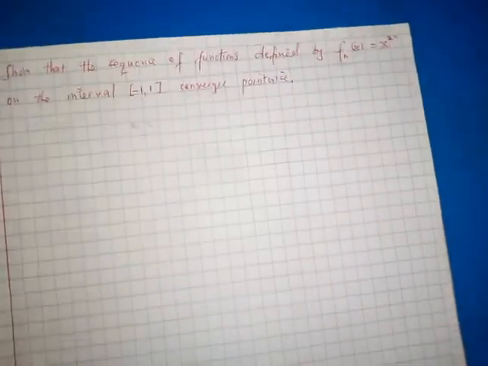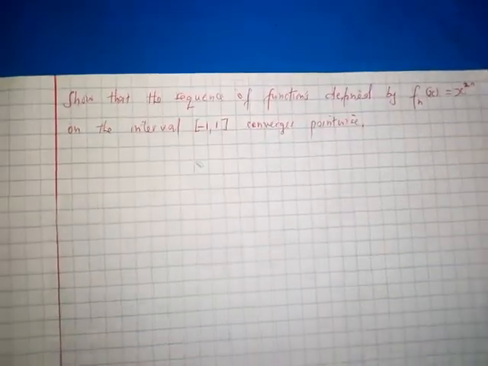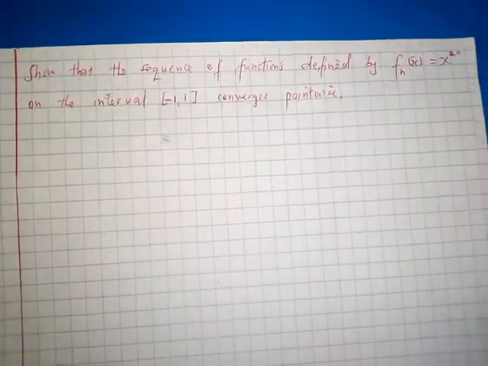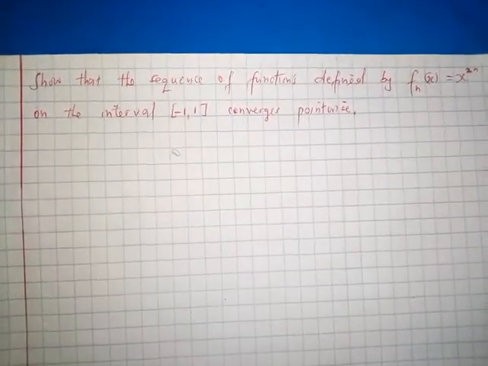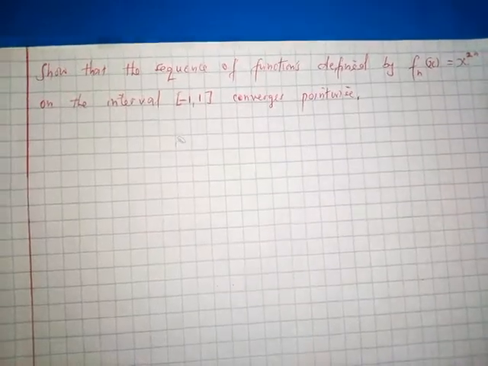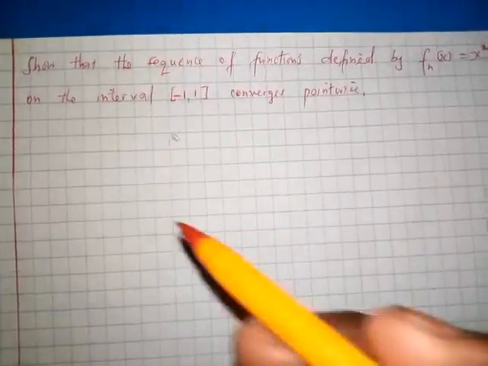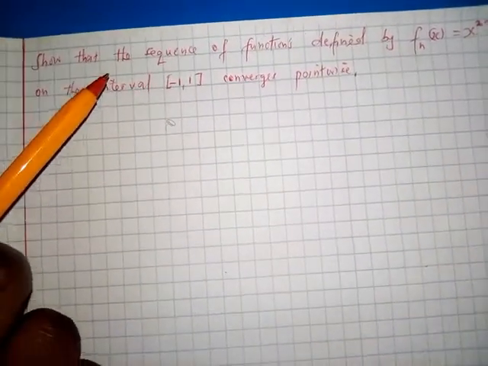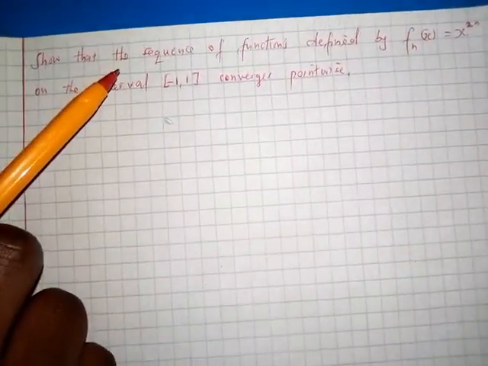So we can start. Here's a problem. Show that the sequence of functions defined by f_n(x) equals x raised to power 2n on the interval [-1, 1] converges pointwise.